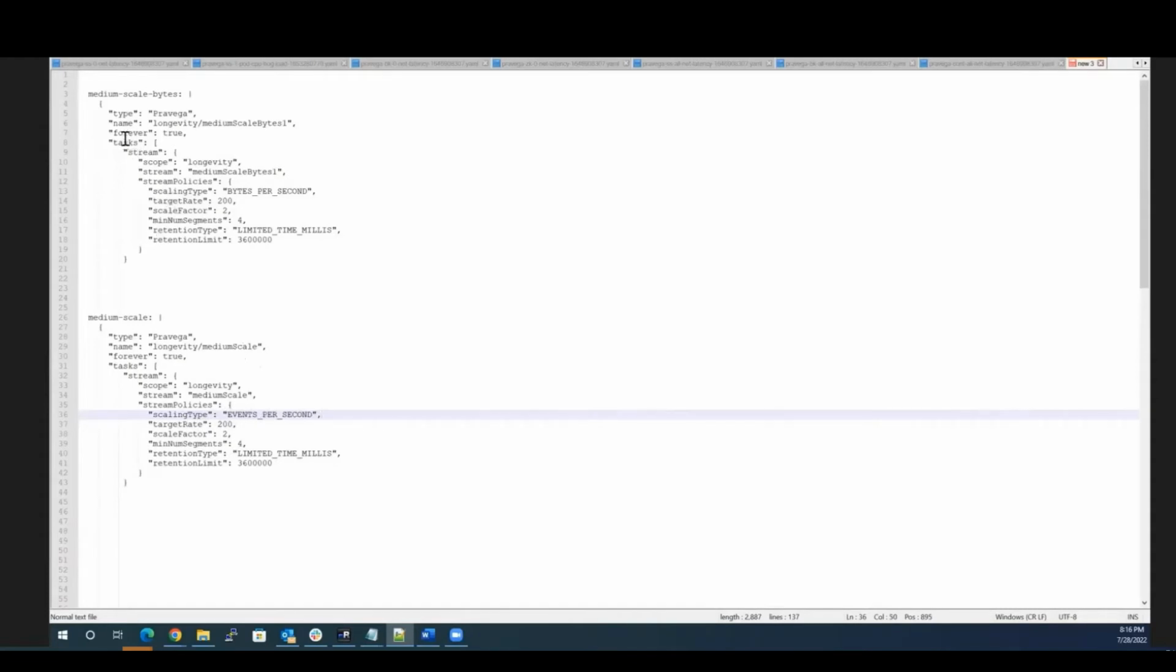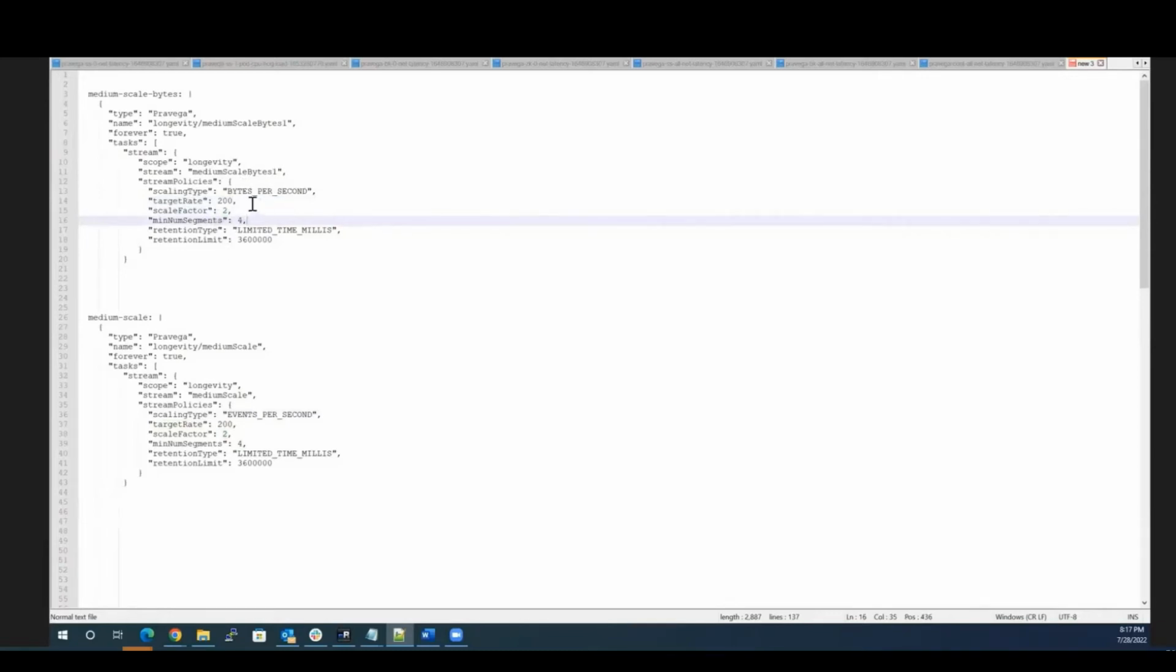The same condition holds good for the byte-based scaling policy, where we have defined the same 200 value here, but the unit for bytes per second is kilobytes per second. That means if the IO workload appended to the stream segments defined with the scaling policy reaches or crosses the target rate of 200 kilobytes per second for a considerable period of time, then its minimum segments get multiplied by its scaling factor, resulting in a scale up operation.